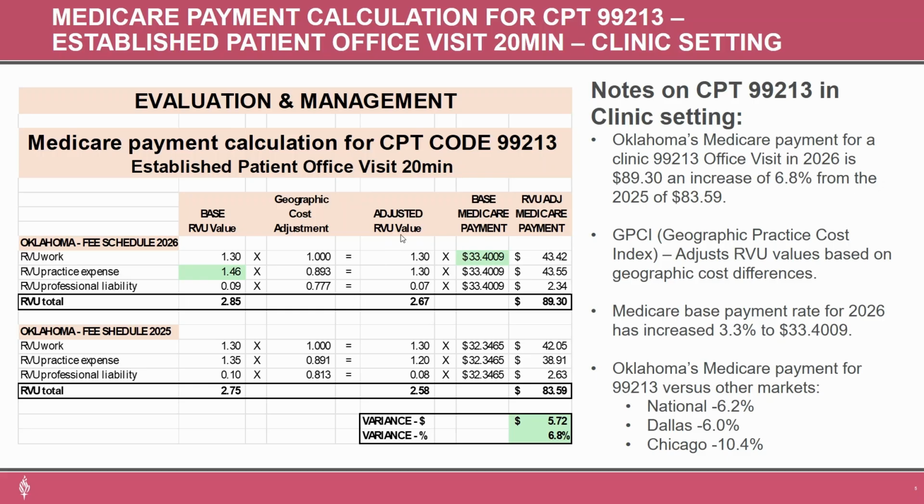Simple math is used to get to our adjusted RVU values. We take the base RVU value for each RVU component and multiply it by the geographic cost adjustment. We arrive at a work value of 1.3, a practice expense value of 1.3, and a professional liability value of 0.07. These values are then multiplied by the current year base Medicare payment rate. For 2026, that rate is $33.40.